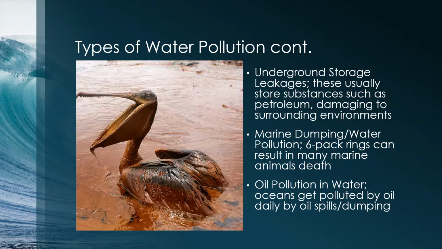Another type of water pollution is oil pollution. Oceans get polluted by oil daily by oil spills and dumping. Oil cannot dissolve in water and forms a thick sludge. It destroys the insulating ability of fur-bearing mammals such as sea otters and the water repellency of a bird's feathers, which exposes them to harsh chemicals and the elements.